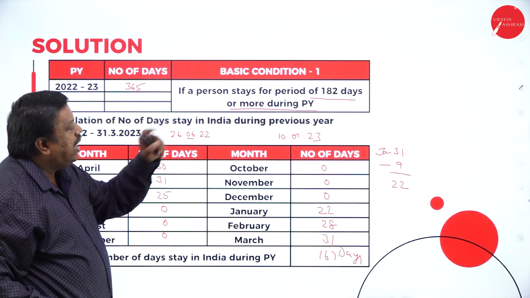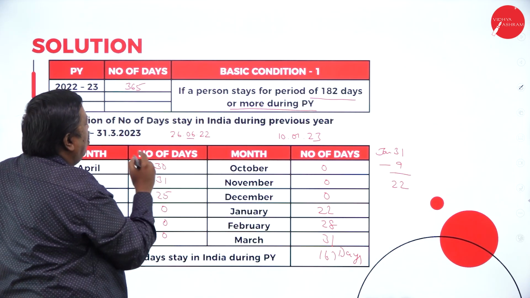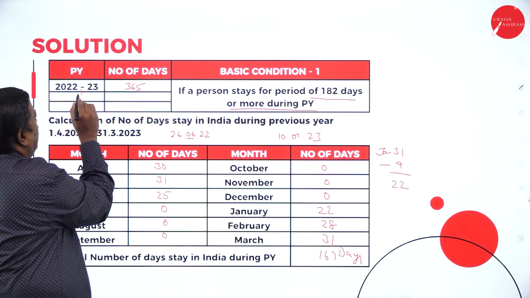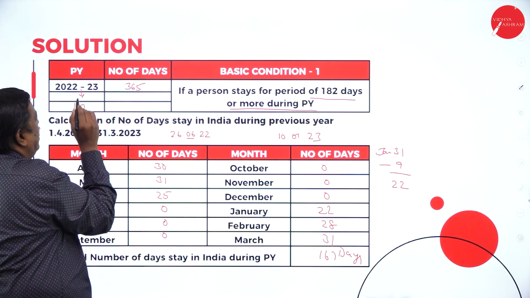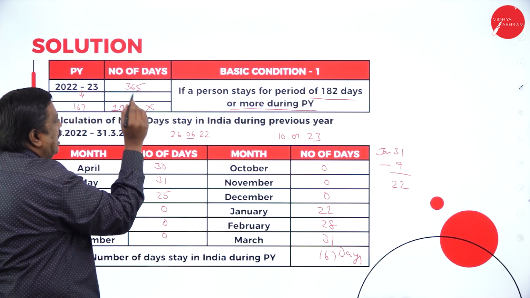What was my basic condition? I should stay in India 182 days or more, but during the previous year I've stayed only 167 days. So the first basic condition, I couldn't satisfy.